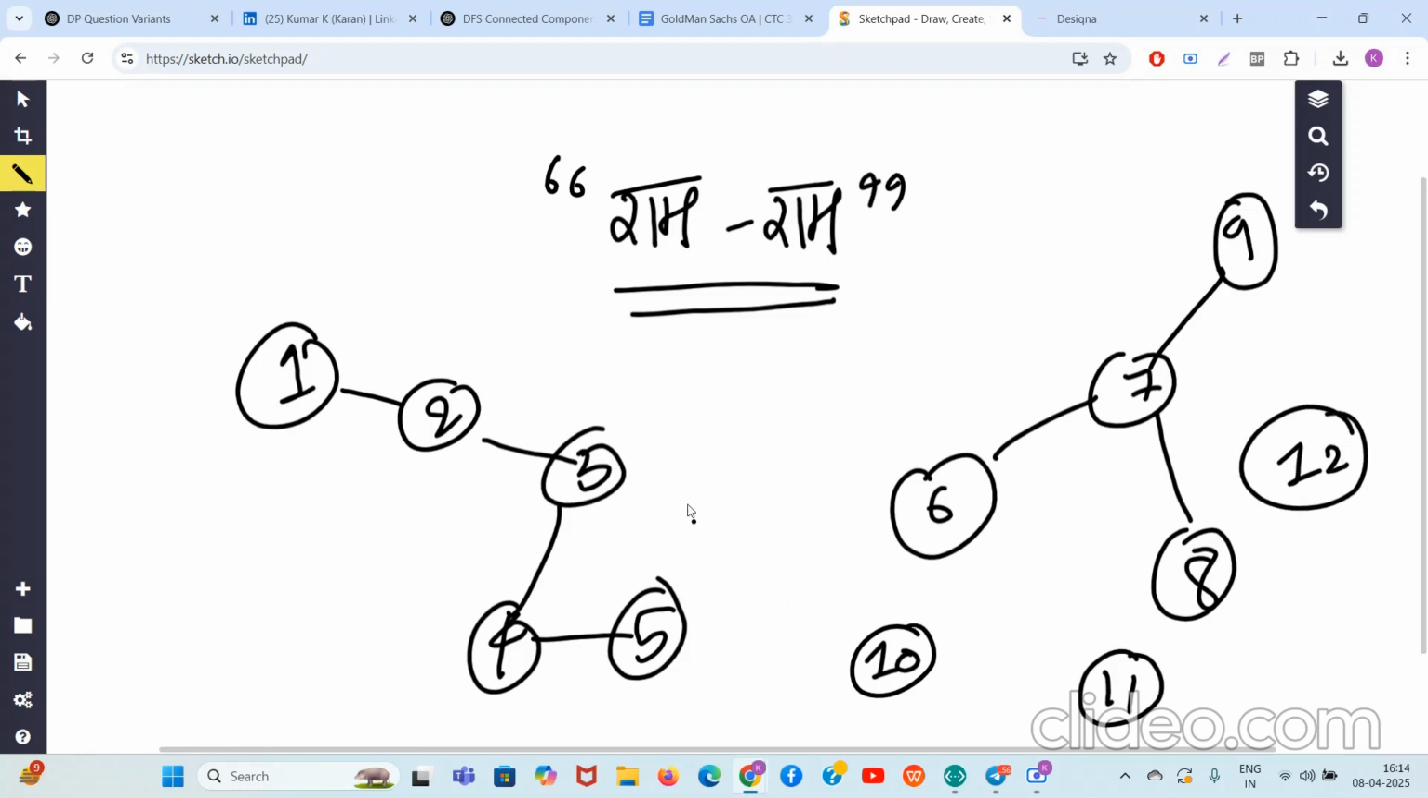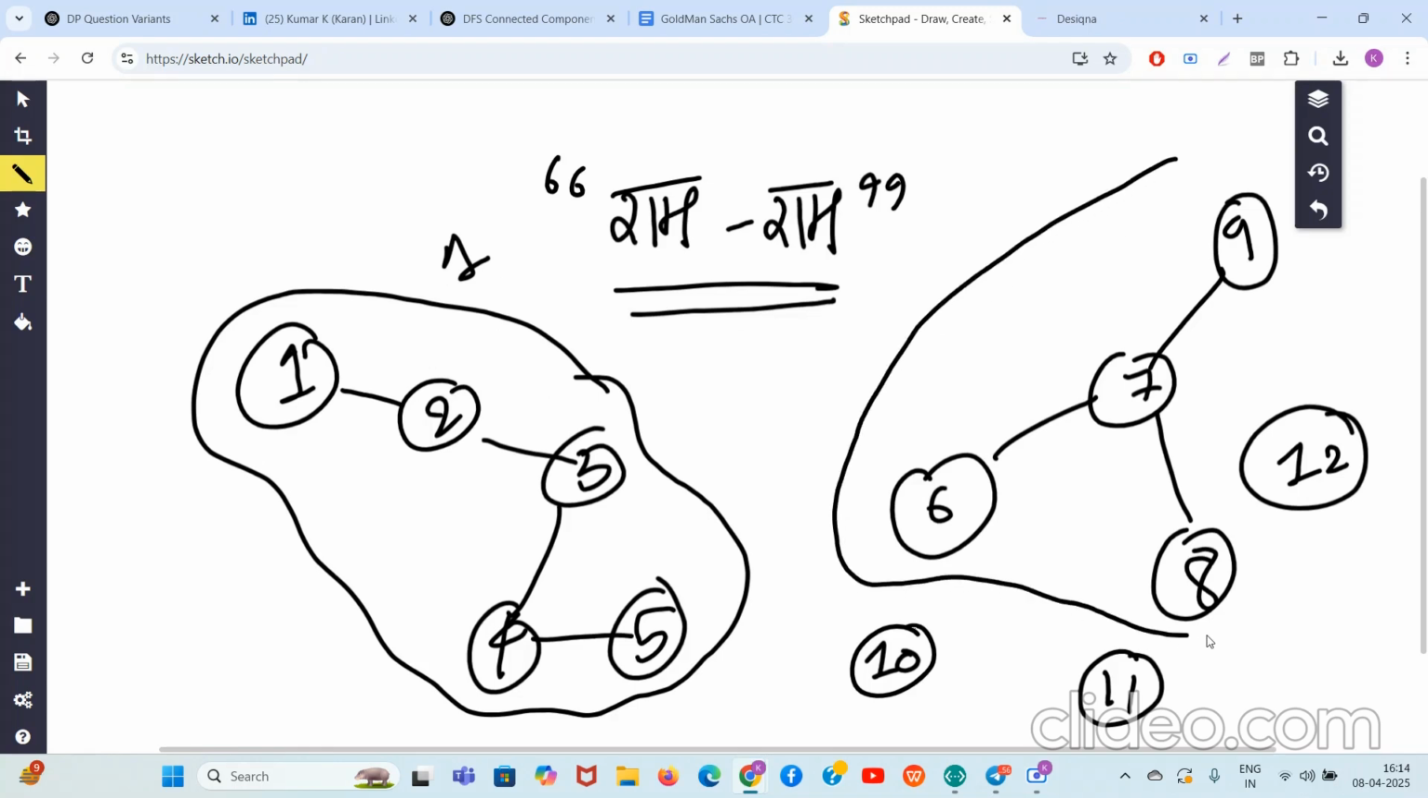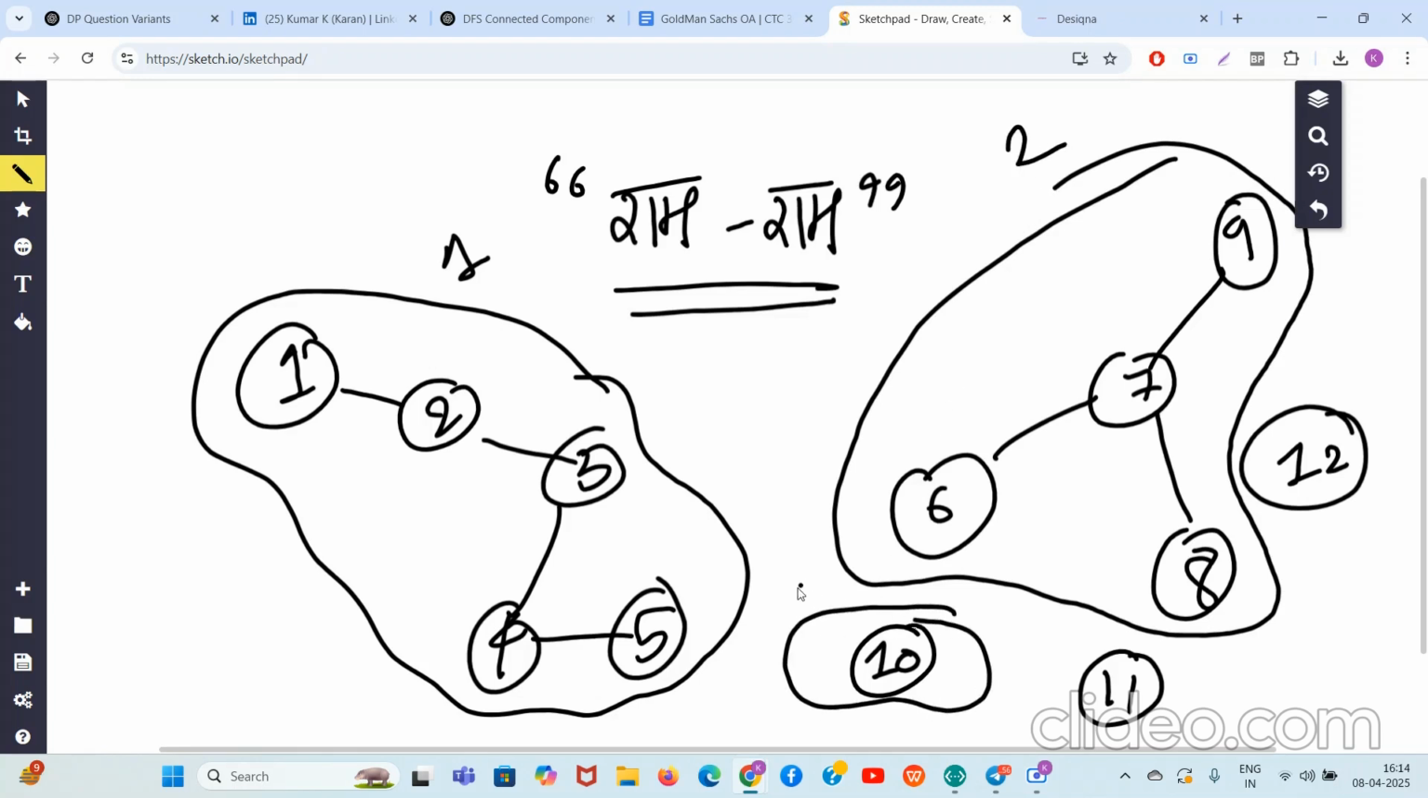How many components are there? This is component number 1. It is separate. Basically, how many parts are there? This is the second component. This is the third component. This is the fourth component, and this is the fifth component. So 5 components are there. So whenever I give you a graph, you should be able to tell me how many components are there.